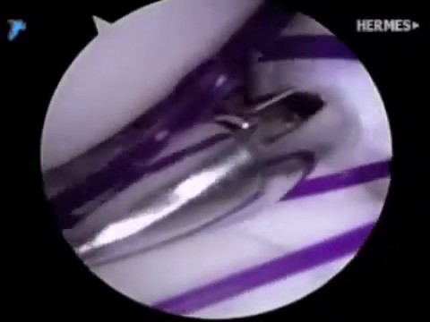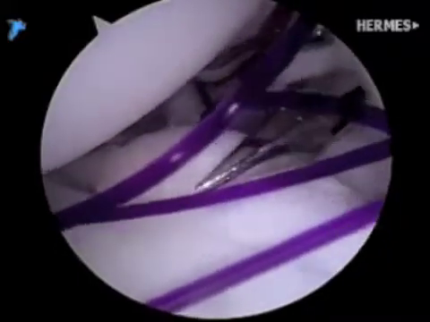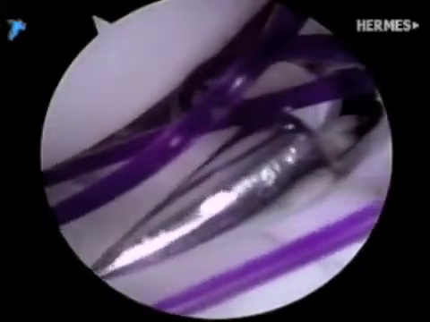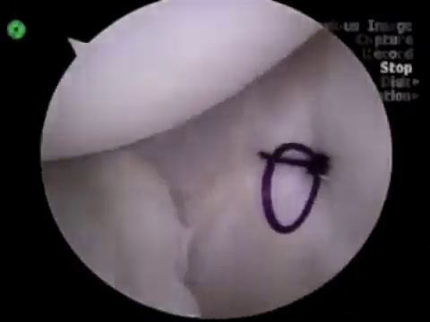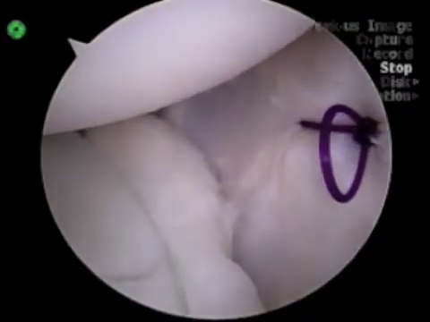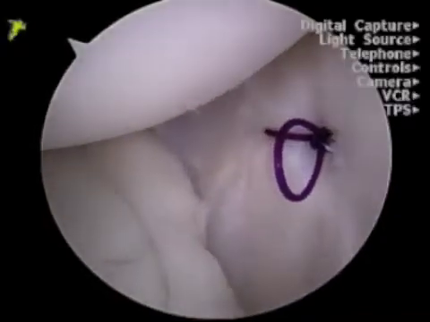At the completion of the procedure, side-to-side sutures are placed through the posterior portal to prevent a stress riser risk to posterior capsular tearing. This completes the arthroscopic capsular plication procedure.